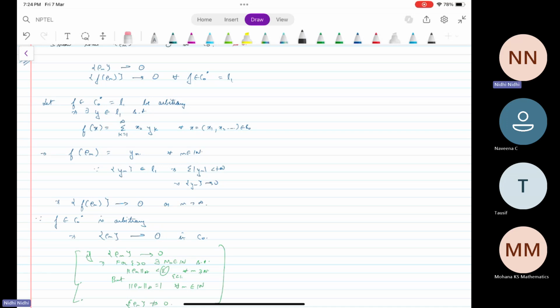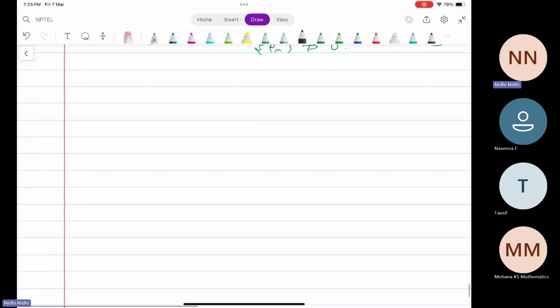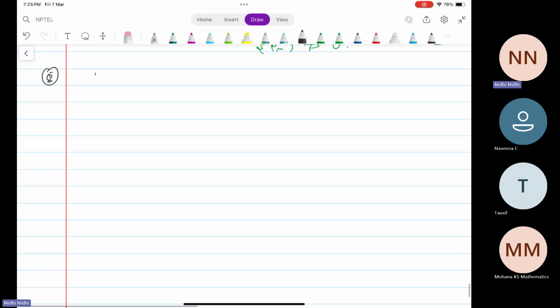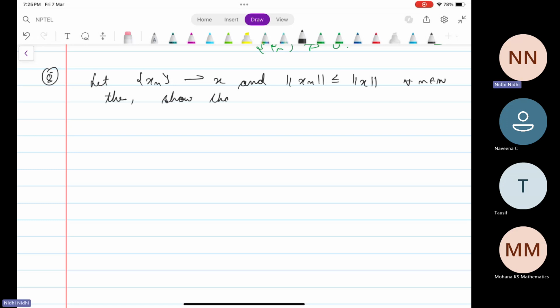Okay, then let's move to the next question, the last question for this session. Question number 8. Let xn converge weakly to x and norm xn be less than or equal to norm x for every n in N. Then show that the sequence norm xn converges to norm x.